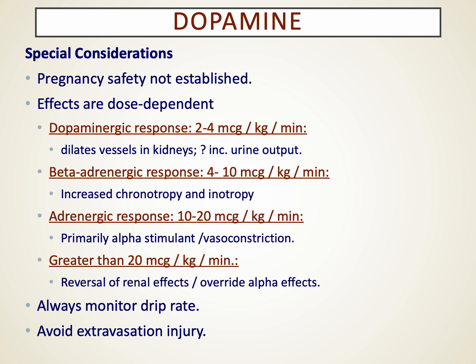You'll see that at the very low dose, 2 to 4 mics per kilo per minute, we see the dopaminergic vasodilation effect and dilation of the vessels in the kidneys, which may or may not result in some subtle urine output improvement. That is, we used to call this renal dose dopamine, and it used to be universally given in ICU settings when somebody was going into renal failure.